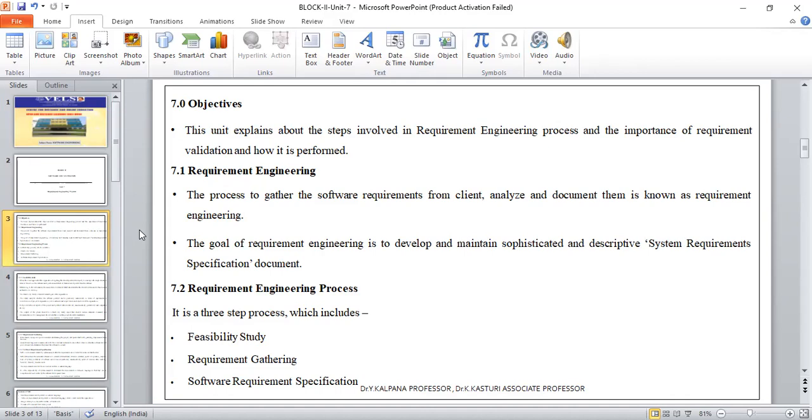Okay. What is the requirement engineering process then? It is a three-step process which includes feasibility study, requirement gathering, and then software requirement specification. We can see them one by one.